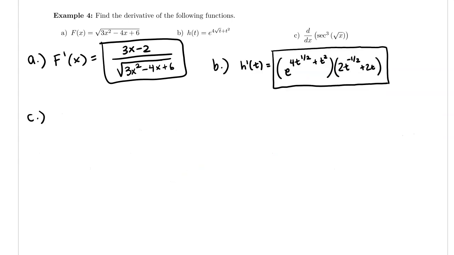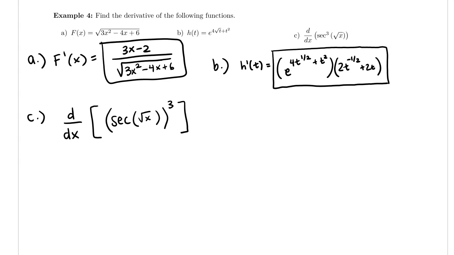All right, so in part C now, we are taking the derivative with respect to our x variable of secant of the square root of x, and this is all being raised to the 3rd power. So if we're thinking about this as a composite function, this is actually the composition of 3 different functions. Can you pause the video and figure out what those 3 functions are? I will go over them in just a minute.